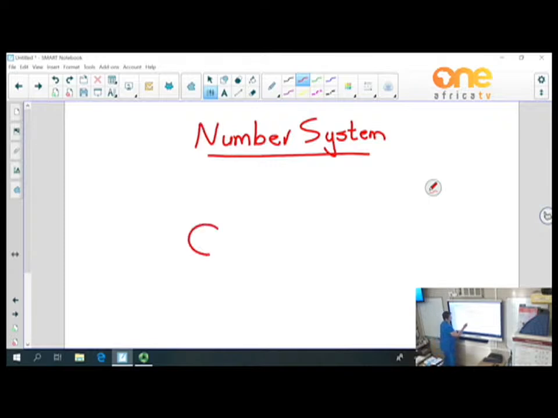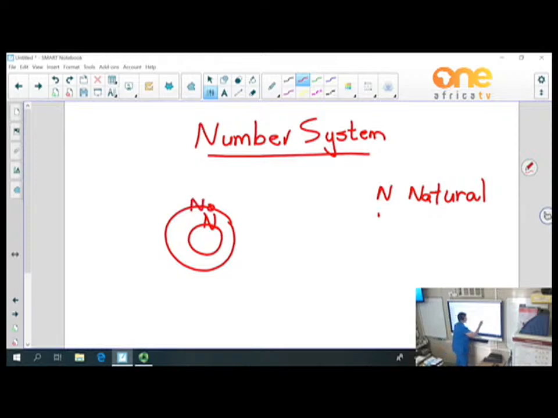The first set that you've learned is the set of natural numbers, which is 1, 2, 3, 4. So we can say that N stands for natural numbers. Then we also know that you can count 0, 1, 2, 3, and that is the set of whole numbers. So N0 is the set of whole numbers. You'll find this in some of the textbooks.